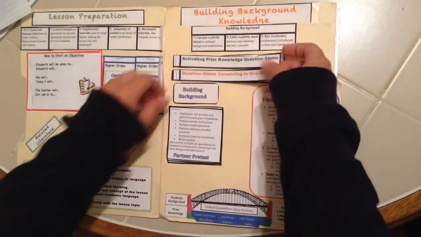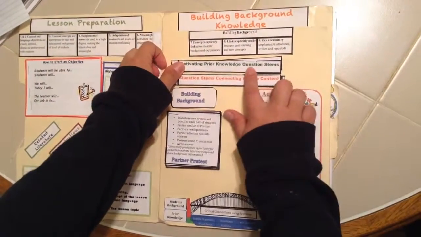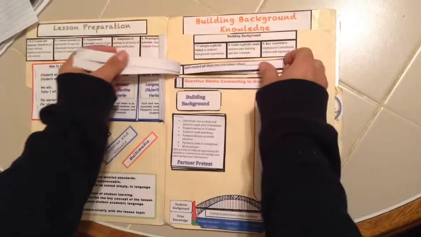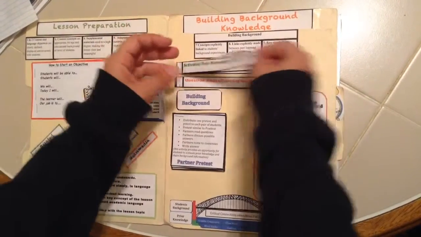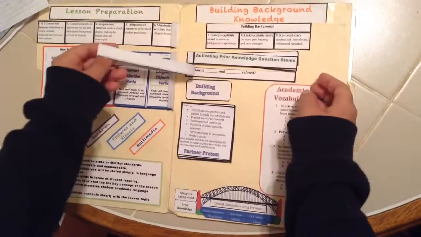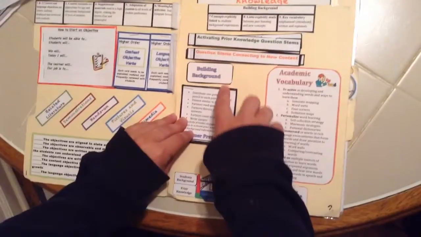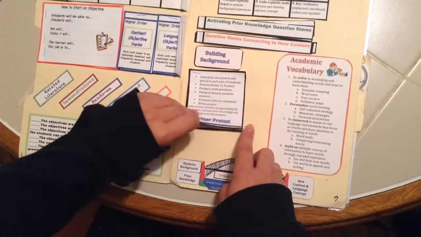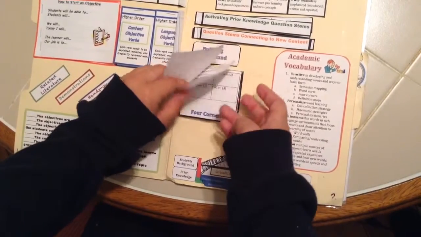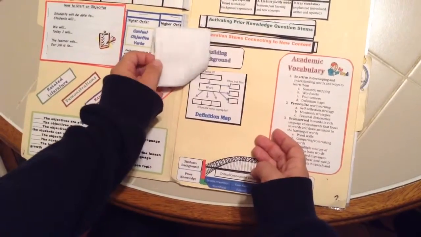We have 2 little flips that are activating prior knowledge question stems. Who remembers? Let's record all that you know, etc. Question stems connecting to new content. How to build background: partner pretest, insert method, word clouds, word sorts, 4 corners, definition maps.